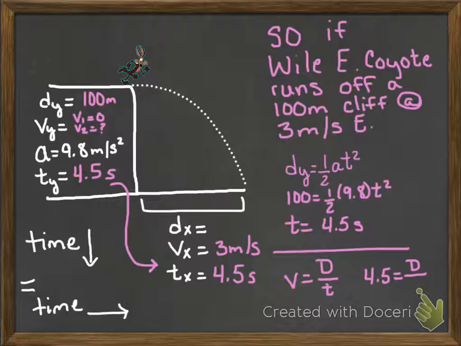Actually, hang on. I plugged that in wrong. So we need to do that like this: 3 times 4.5 equals d. And so 3 times 4.5 equals 13.5 meters. So that's going to be that.